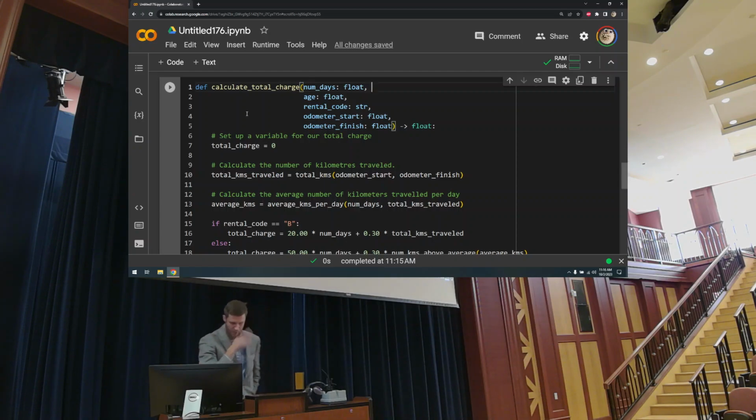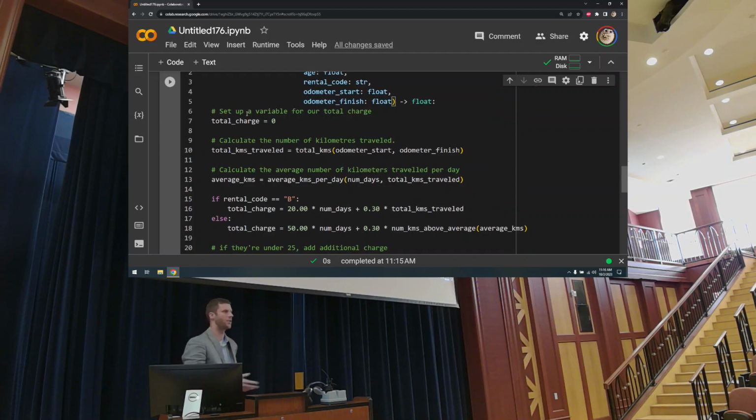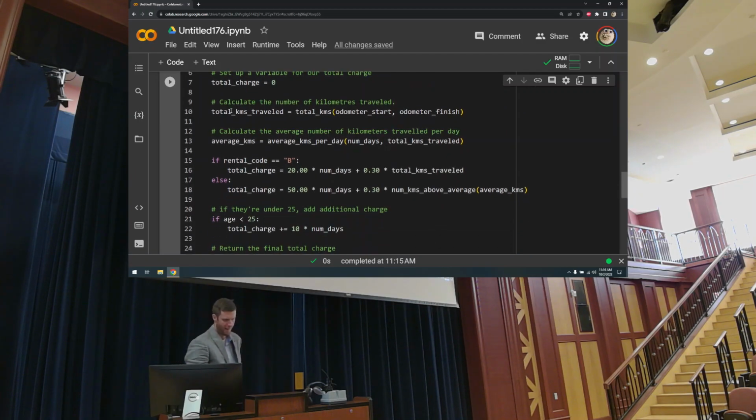So we set up the variable for our total charge. Well, the total charge starts at 0. Total kilometers traveled, well, that's going to be just the function call. We already wrote a function that we know works, called total kilometers. I know it works, so I'm going to get back total kilometers traveled. Now here, calculate the average. Well, I wrote that function already. I know it works, so I'm confident with it.